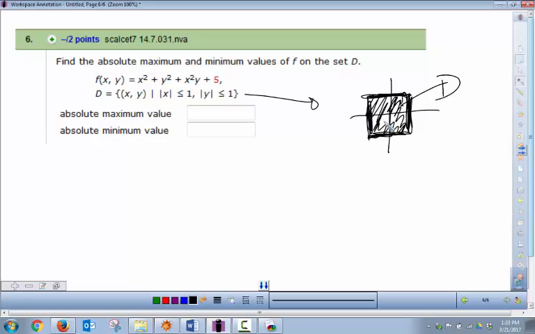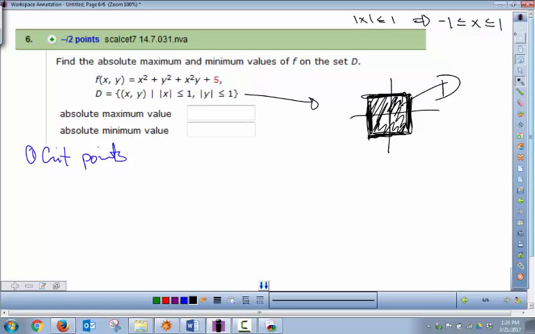So what we want to do is find the critical points, because those local max and mins might possibly also be the global max and mins. But we'll also figure out what's happening in the boundaries. So let's find critical points. Absolute value of x less than or equal to 1, if you remember, means negative 1 is less than or equal to x, less than or equal to positive 1. So that's what the absolute value means.